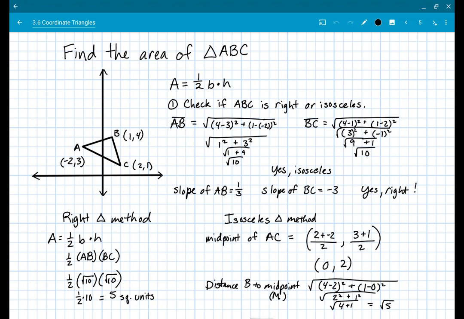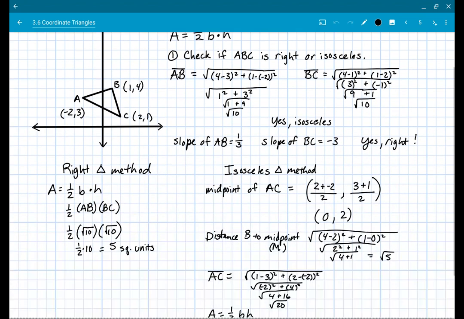Now, if all I knew was that this was an isosceles triangle, we know that the line or the altitude from B to the midpoint of AC is going to be perpendicular. That was one of the theorems that we learned earlier in this unit. So I need to find the midpoint of AC because I know that the midpoint will be the point perpendicular through B that makes the base, or the height rather.